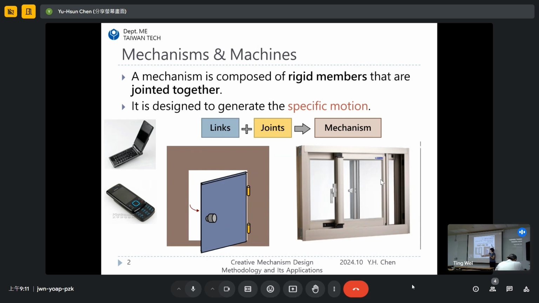And how about the window? Here is a window and a wall, also two links. Over here, there is a sliding joint to make the specific motion.